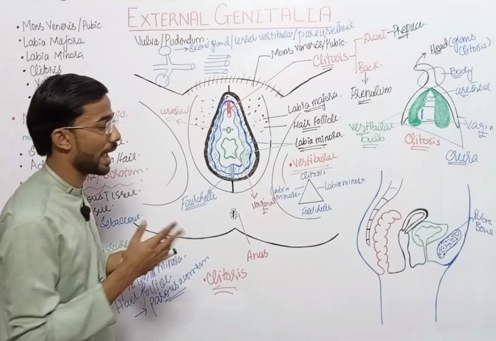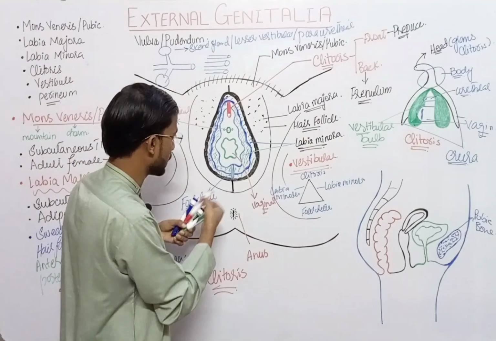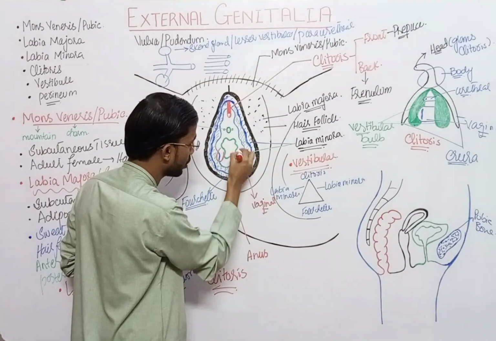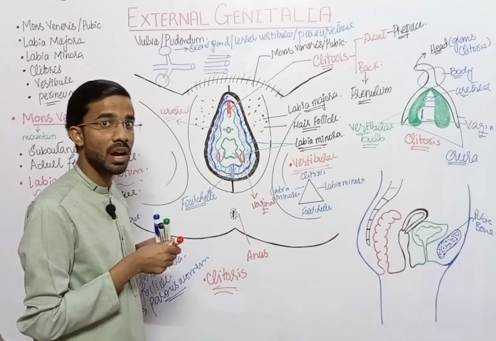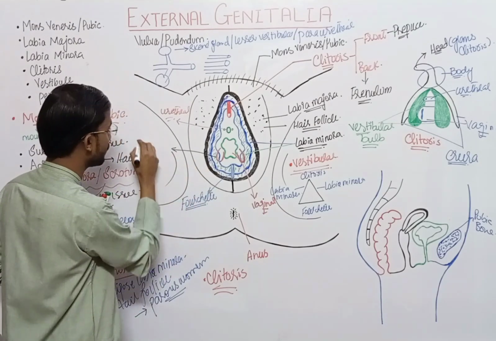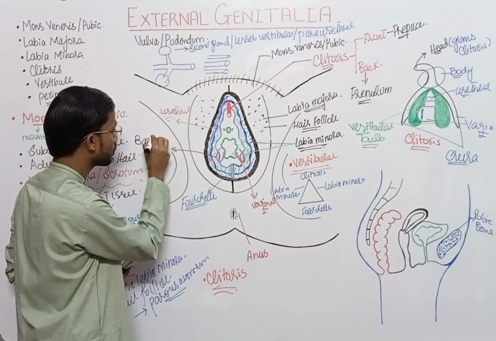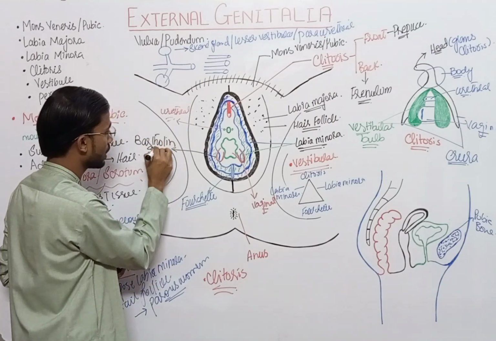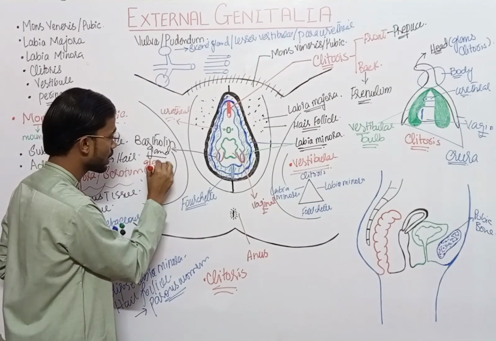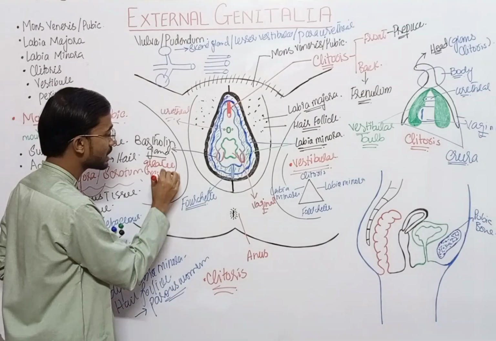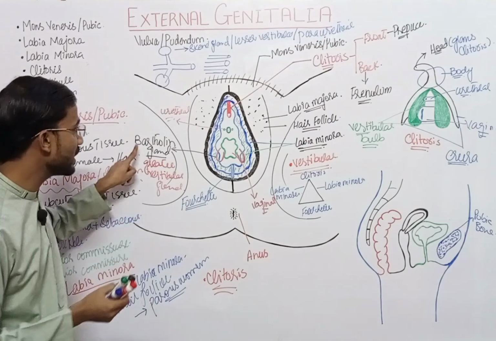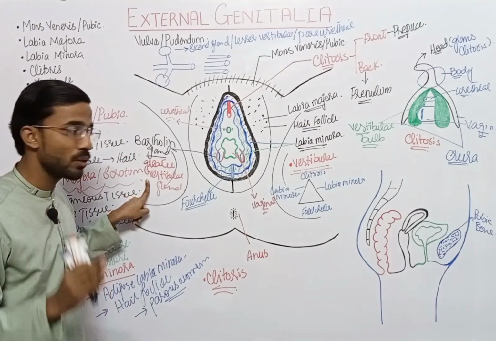Next gland, here you can see at this level, at the posterior side, at the vaginal side, you will see another gland which is called the Bartholin's gland. This gland is also called the greater vestibular gland. So Bartholin gland is also called the greater vestibular gland.